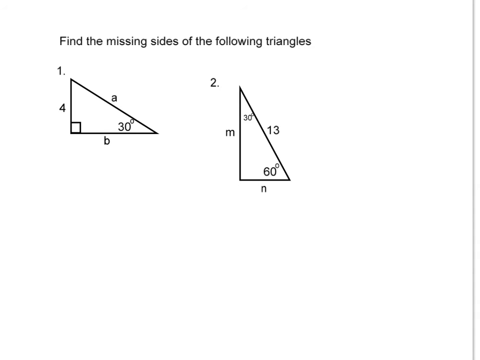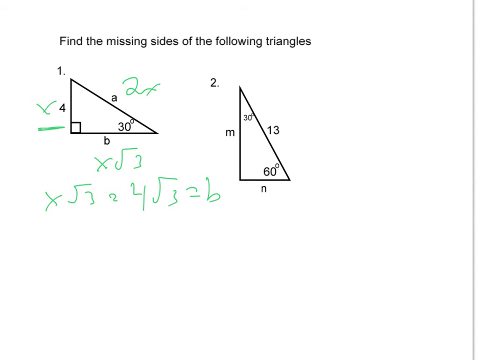Okay, let's do a couple more here. Let's find A and B. These are both 30-60-90 right triangles. I know that B is my x root 3 side. I know that 4 is my x side. And I know that A is my 2x side. So I know that B is x root 3. Well, x is 4, right? x is 4. So x root 3 is equal to 4 root 3. So B is 4 root 3.